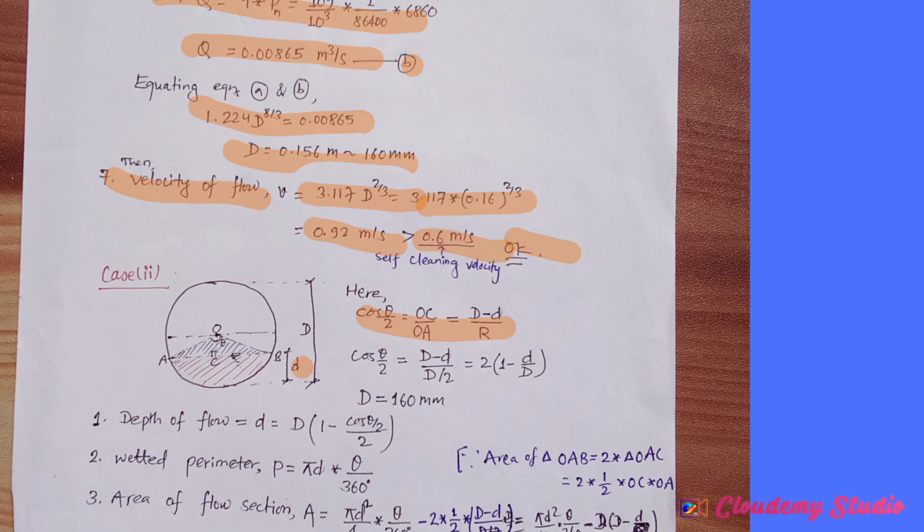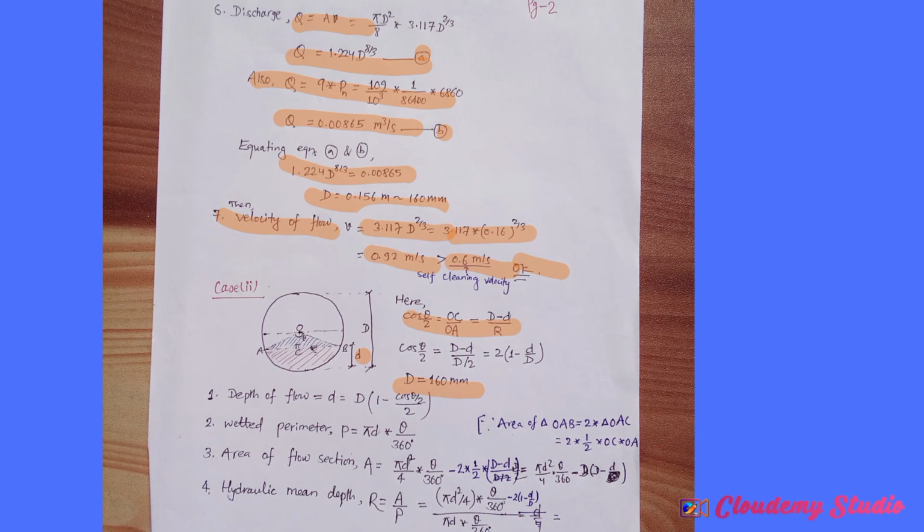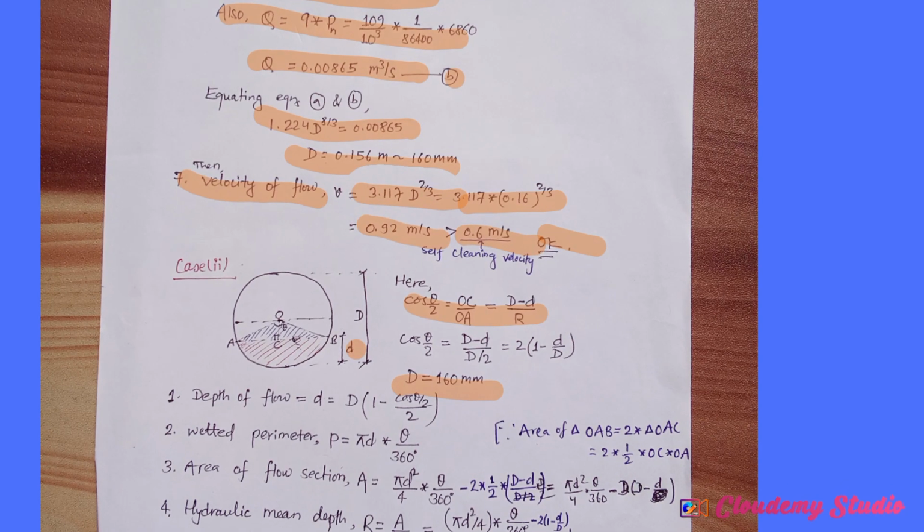Then cos theta by 2 equals 1 minus 2d by D. Here we have already found that the diameter of the pipe is 160 mm. Then the depth of flow, small d, equals D times 1 minus cos theta by 2, divided by 2. Similarly, the wetted perimeter is pi D times theta by 360.